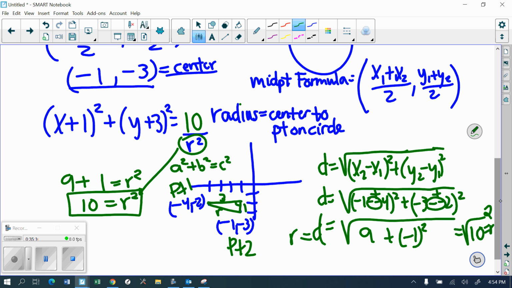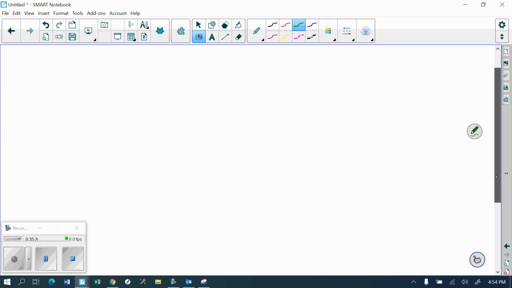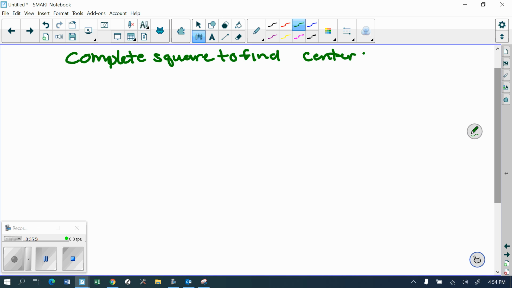Okay, so that was applying the midpoint formula to an equation of a circle. Okay, what else do we have with that? We need to complete the square now to identify the center and the radius. So complete the square to find center and radius of circle.